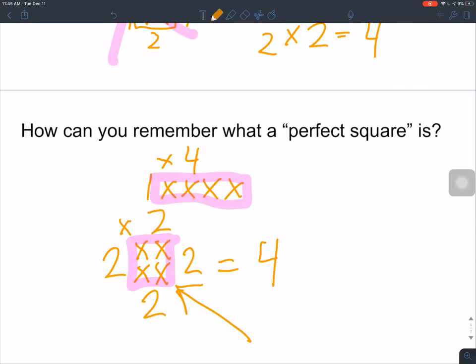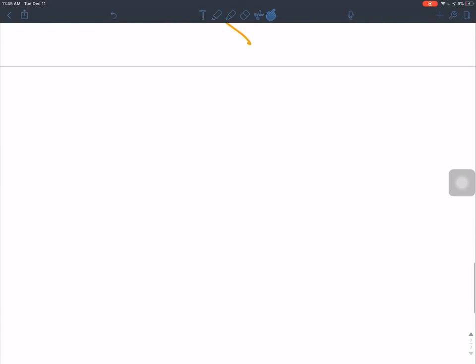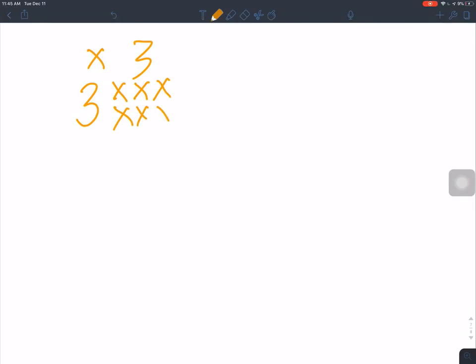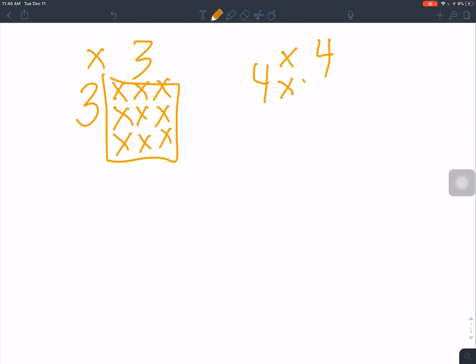What other factors make a perfect square? Pause the video and discuss. Well, 3 times 3 would make a perfect square because all sides are equal. Each side is equal to 3. 4 times 4 would make a perfect square because 4 rows of 4 has all sides equal in the array. That would make a perfect square.